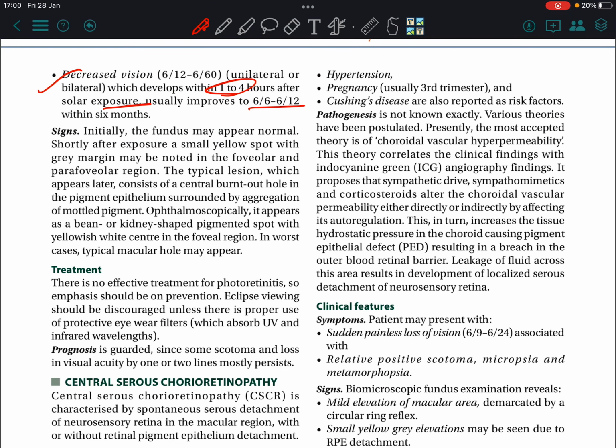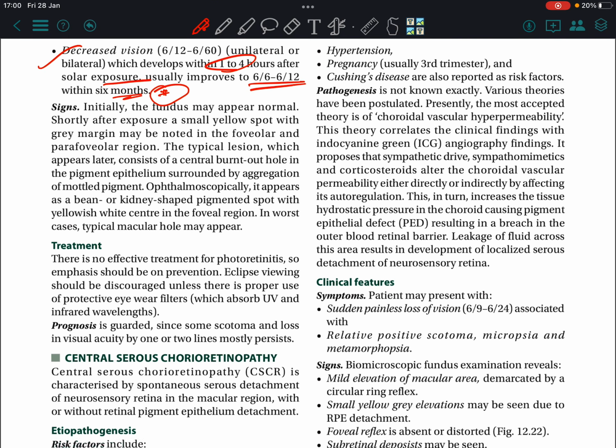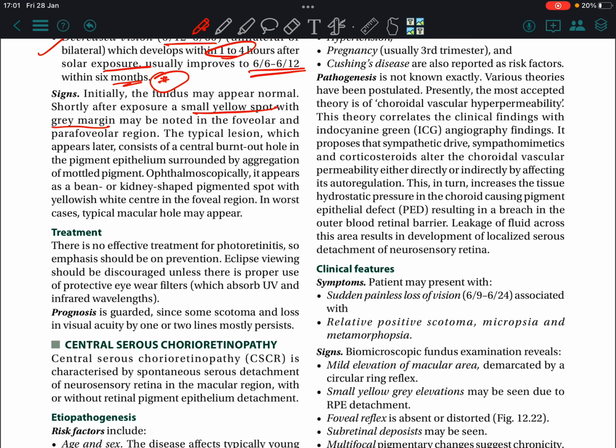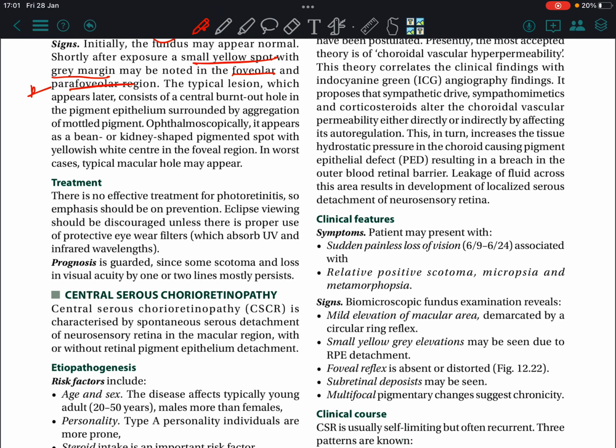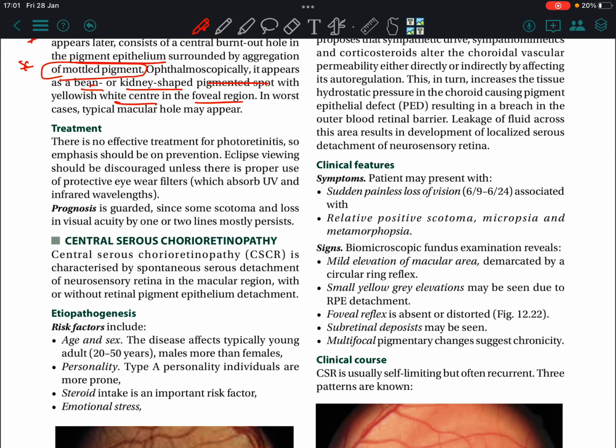Signs: initially, the fundus may appear normal. After exposure, a small yellow spot with grey margin may be noted in the foveolar or parafoveolar region. The typical lesion which appears later consists of a central burnt out hole in the pigment epithelium surrounded by aggregation of mottled pigment. Ophthalmoscopically, it appears as a bean or kidney-shaped pigmented spot with yellowish white center in the foveal region. In worst cases, a typical macular hole may appear.